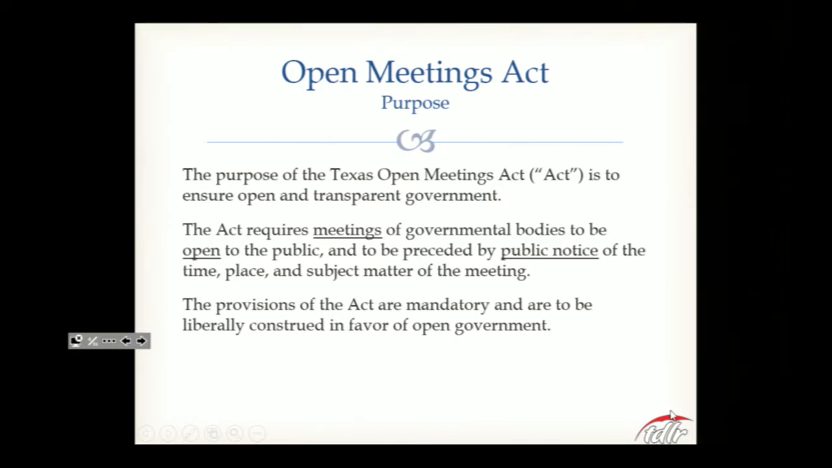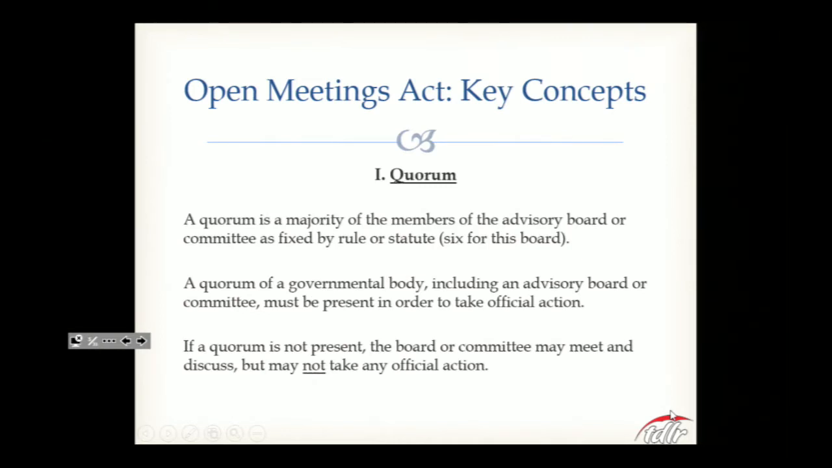The statute contains a provision stating that the provisions of the Act are mandatory and should be liberally construed in favor of open government, meaning if there's a question about the applicability of a certain statute, it should be construed in a manner that favors transparency. We'll cover 4 key concepts to help you better understand the Open Meetings Act. The first is a quorum, which is simply a majority of the members of the advisory board.